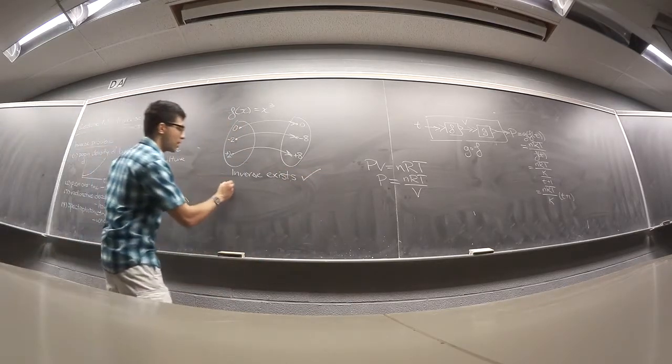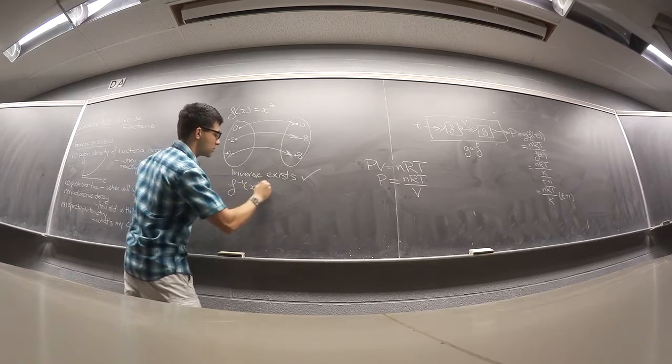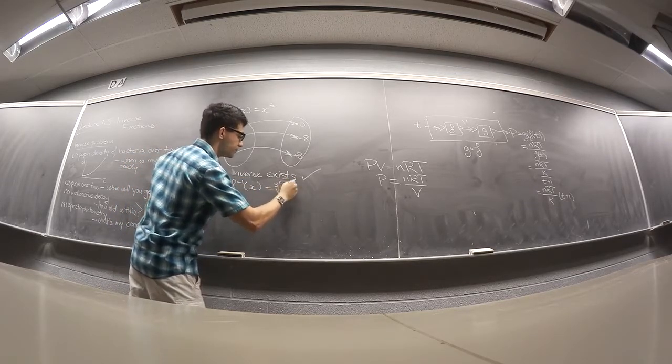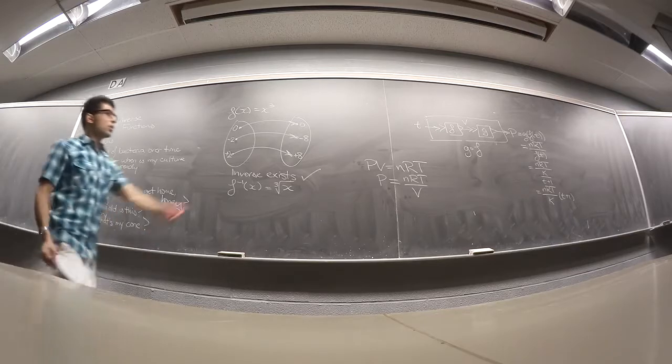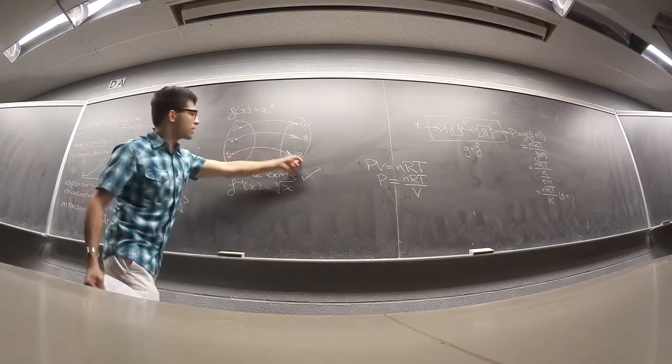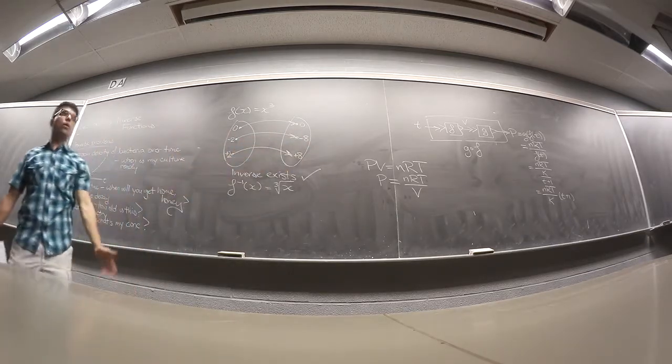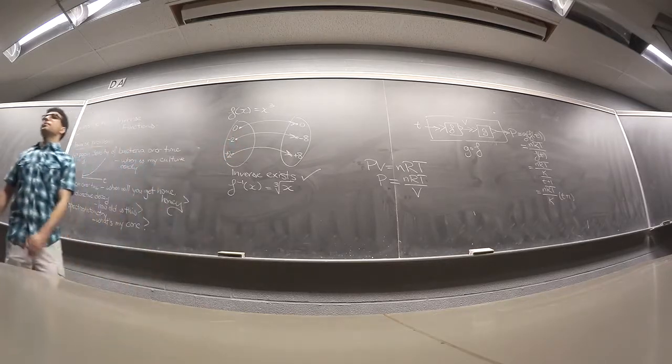And it's given by the cube root function. You take the cube root of this guy, you get this guy. You take the cube root of this guy, you get this guy, and so on for all the reals.